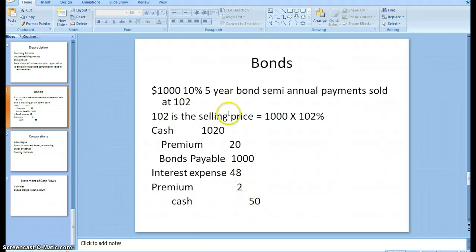The cash paid is coupon, which is 10% times 1,000, which is $100, semi-annual, so I have to divide it in half, which is 50. Then the interest expense is a plug figure. Okay, that's only one question on the exam though.